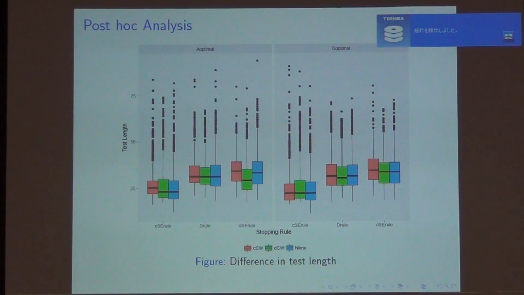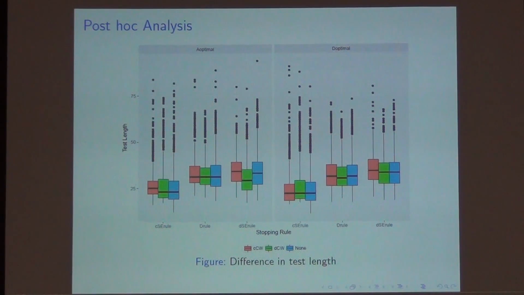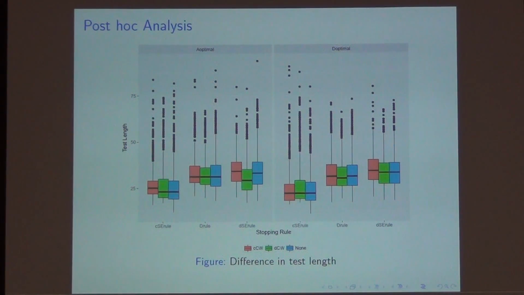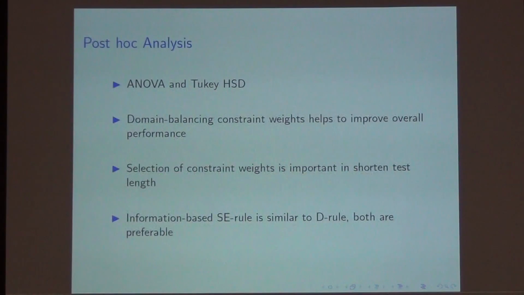For the stopping criterion, the information-based SE rule can be as good as the D rule, but the constant SE rule cannot be as good as those two. The SE rule is actually not as stable as the D rule in general, since it typically has a large proportion stopped by the T rule, the secondary rule. Hence our decision of the combination of the method should be the D optimality with information criterion-based constraint weights and the compound D rule as stopping rule.